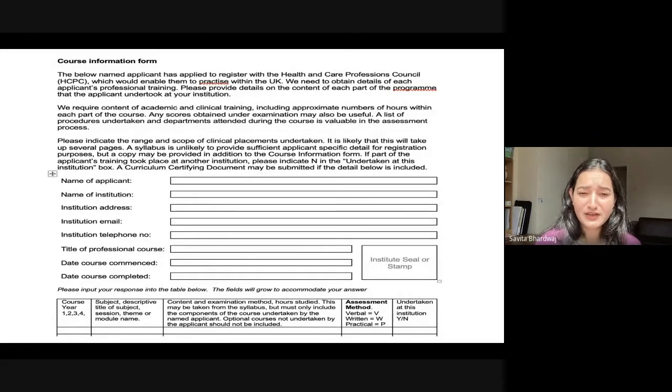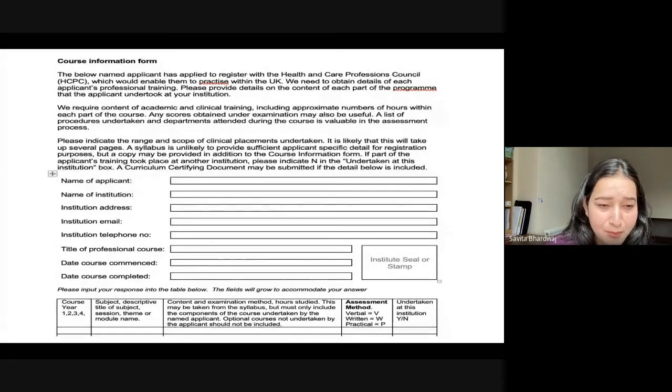Definitely they will not, but still, you are a student and they are not. See: the name of the applicant, the name of the institution address, institution email, institution telephone number, title of professional course. Supposedly you have done Bachelors of Medical Laboratory Sciences, and after the title, the date the course commenced, the date you started the course, supposedly August 2013 or 2017 or 2019, then the date the course completed. Now the next, very important, is the years of the course, like a 2-year, 3-year or 4-year course.